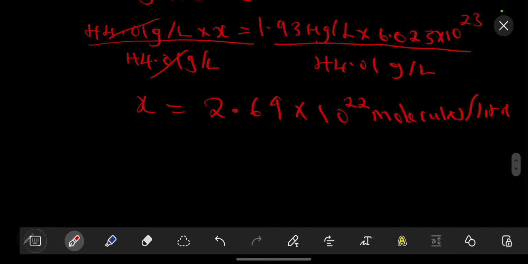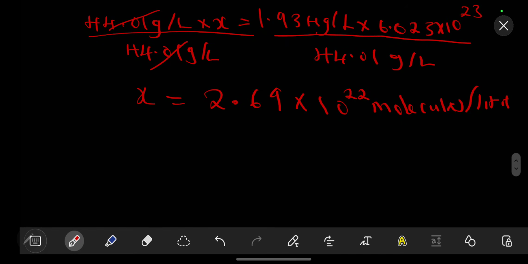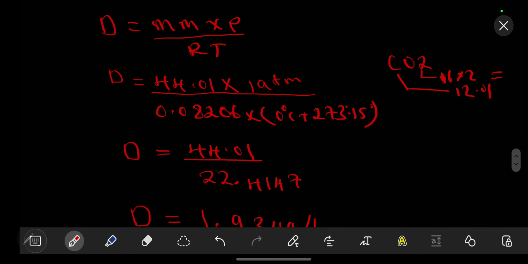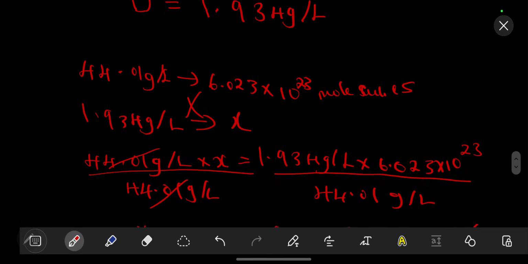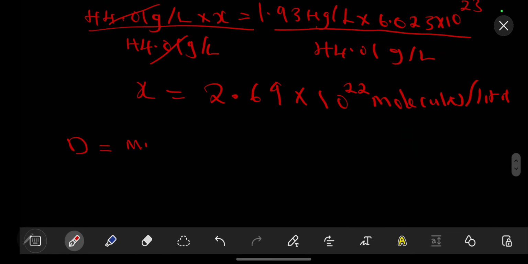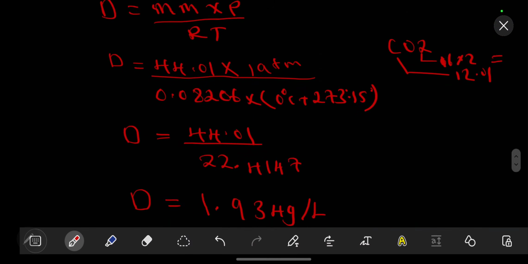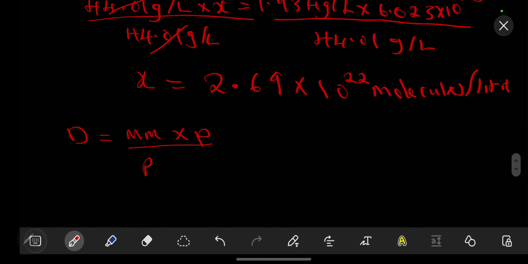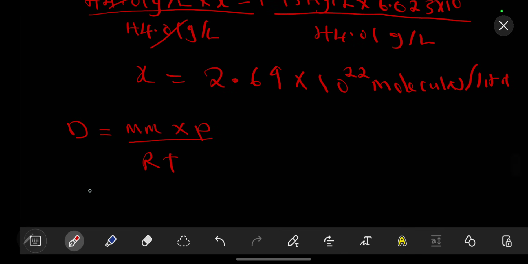Let's look at the other one. So for the other one, we are going to do the same. Let's find our density. So density, according to the subject of the formula that we have already made, is equal to molar mass times pressure over RT. So we have the density.